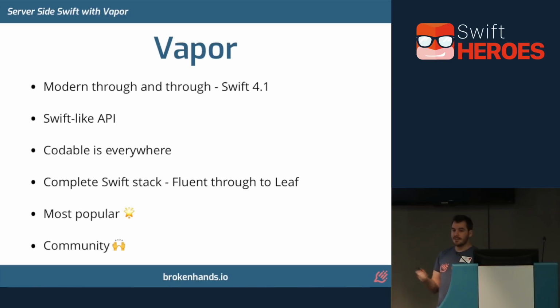It's also the most popular, so let's get the ego trip out of the way. Vapor has more stars than any other server-side Swift framework on GitHub, and as everyone knows, that is the key to being the most successful and the most powerful framework, obviously. But it is extremely popular, and that is all driven by the community. The Vapor community is probably the biggest and most active server-side Swift community out there.